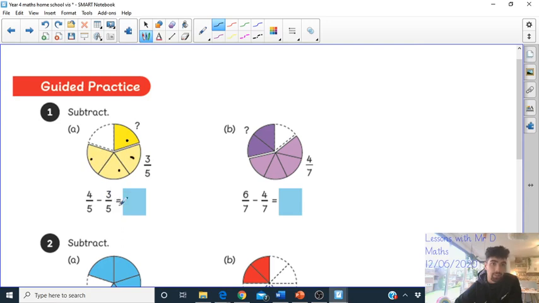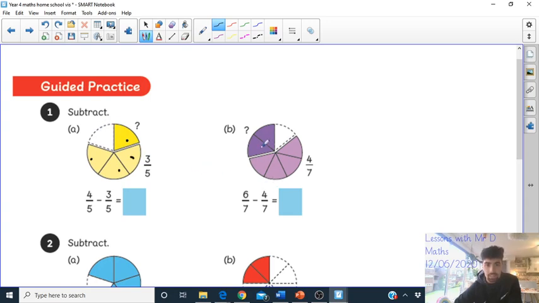I'm taking away 3 fifths. 1, 2, 3. How much is going to be left? 4 take away 3, 1. 1/5 is going to be left. Don't get confused with this, but this is just a part that we're not using.